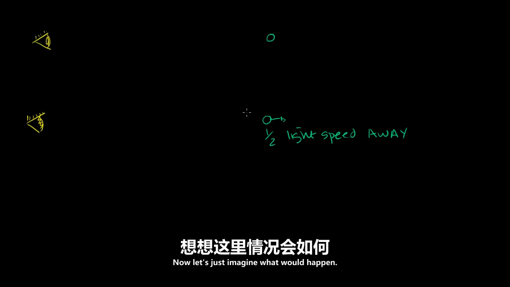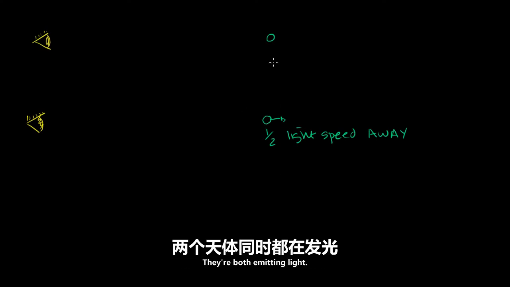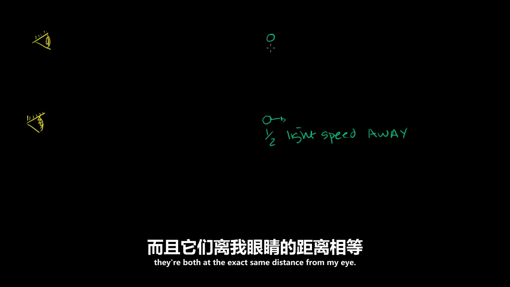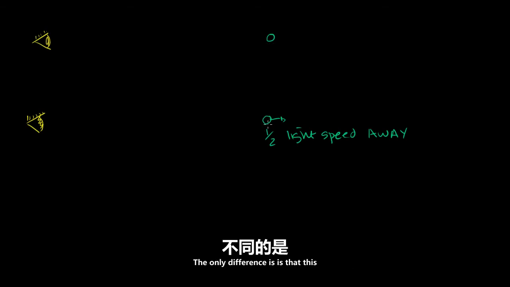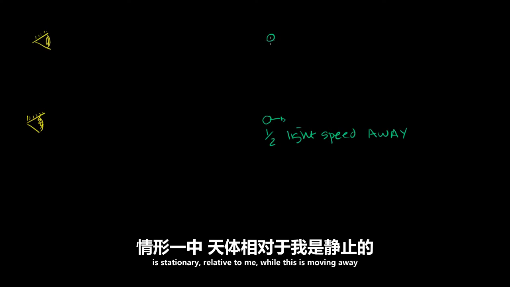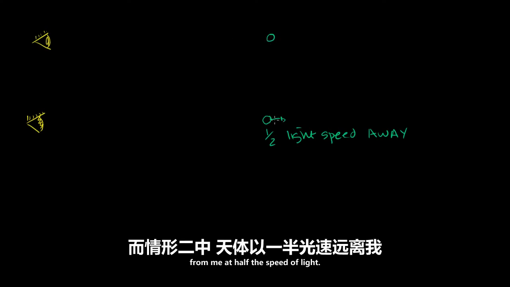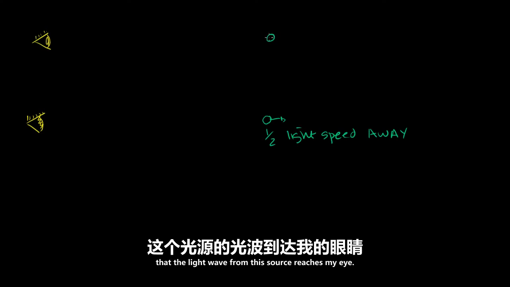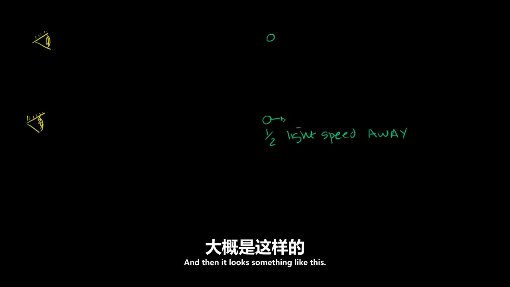Now let's just imagine what would happen. They're both emitting light. And they're both going to start emitting light at the exact same time. And when they start emitting light, they're both at the exact same distance from my eye. The only difference is that this is stationary relative to me, while this is moving away from me at half the speed of light. So let's say that after some period of time, the light wave from this source reaches my eye. And then it looks something like this.